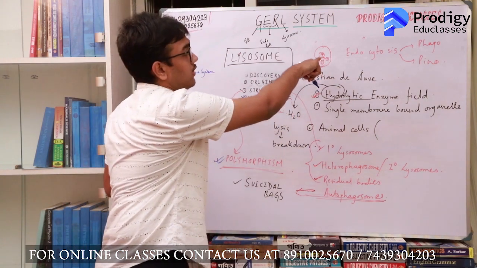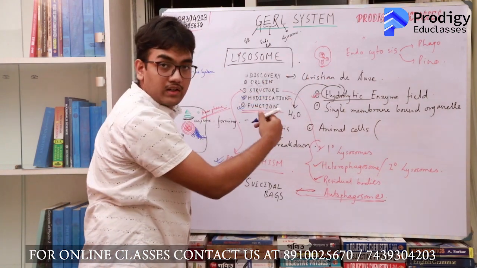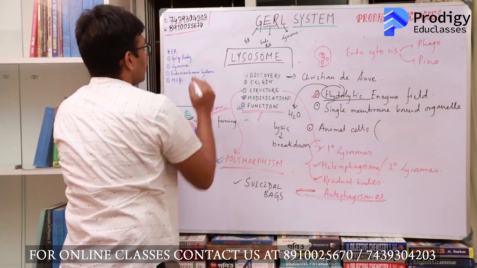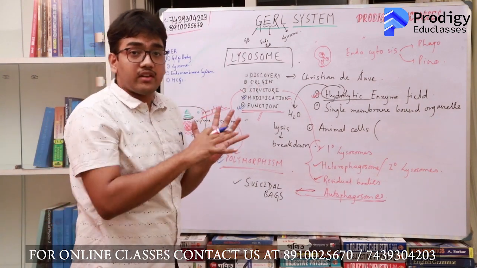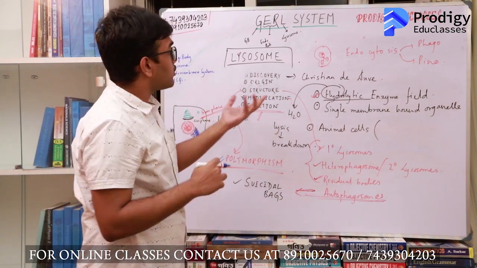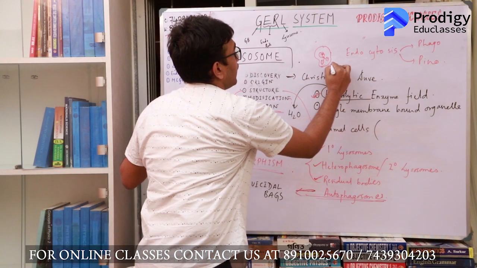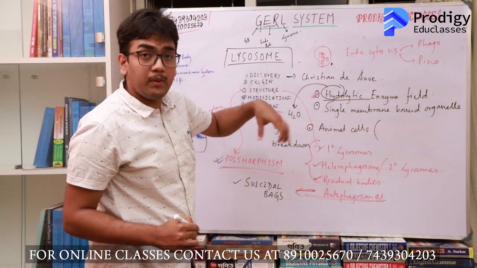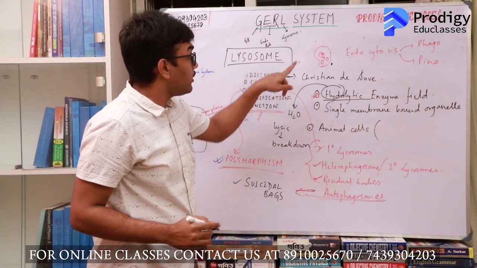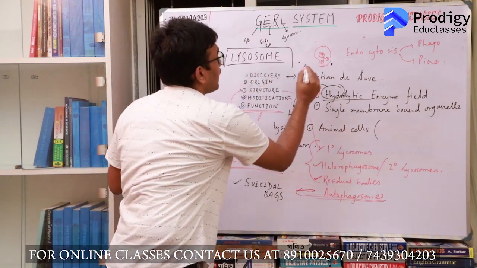So it is taking part in digestion of substances which are ingested. So this is what is known as intracellular digestion. What can also happen is, suppose something is outside and the cell is not being able to engulf this substance, but it needs to break it down. What does the cell do?